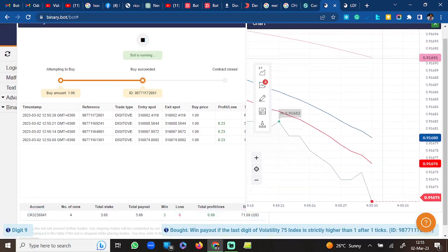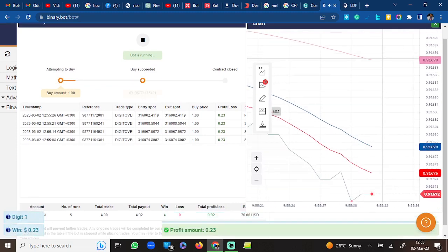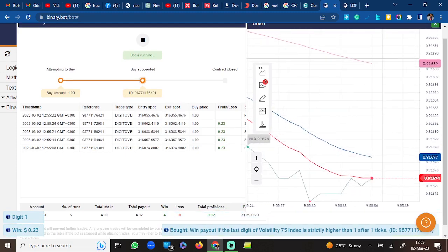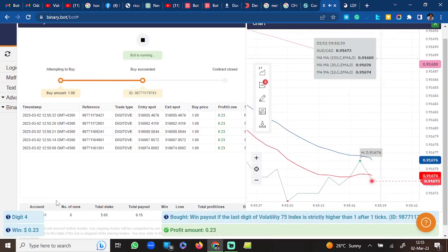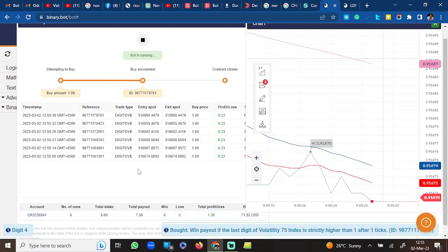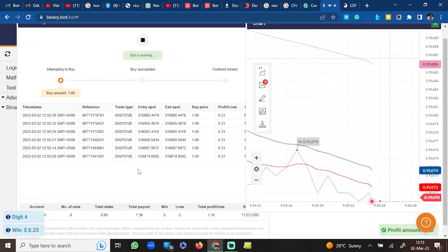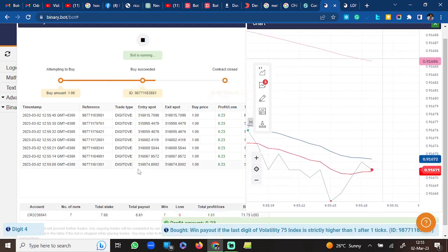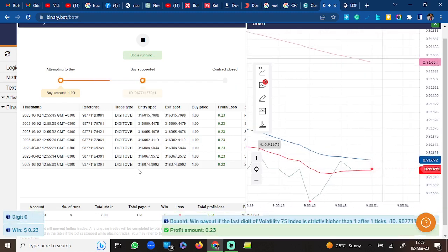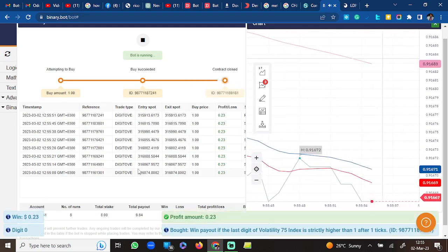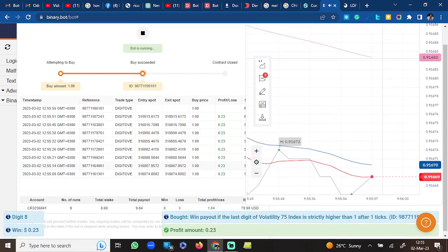So let's see. Our target is $2. Once we hit our $2, we rest or we can do other stuff. So far we are at 6 runs. Our target is 10 runs to give us $2 or 2 point something dollars. So don't overrun. This bot is nice. You'll find that maybe all the 10 runs are wins.